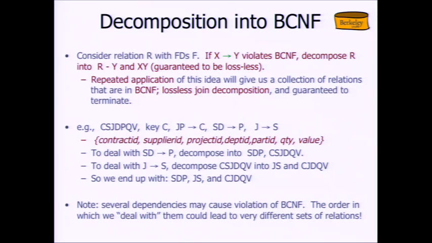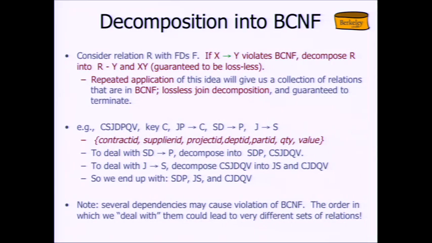Okay, so let's start decomposing, because we didn't even need to understand that. SD determines P. We pull off SDP, right? And we pull P out of the original. So SDP gets its own table. P gets pulled out of the original, so we're down to CSJDQV. To deal with J determines S, let's do that one next. We'll decompose the remainder, CSJDQV, into JS, and we'll pull the S out of that, and we get CJDQV. Okay? And actually, at this point, we have no more FDs to tear apart. We're done. And we have SDP, JS, and CJDQV. So that's an example of running this decomposition.